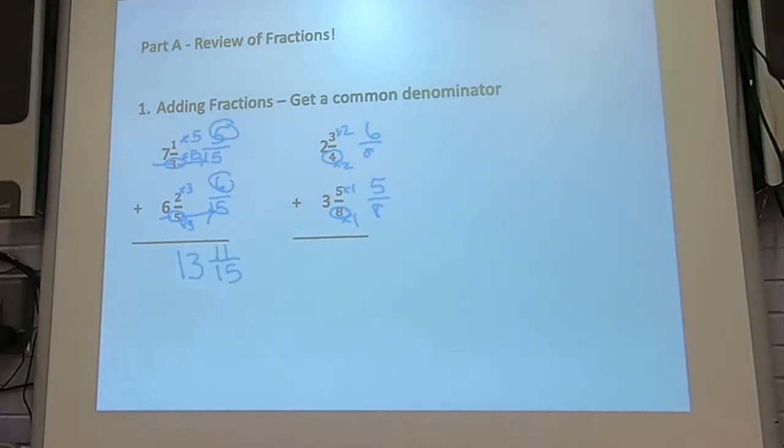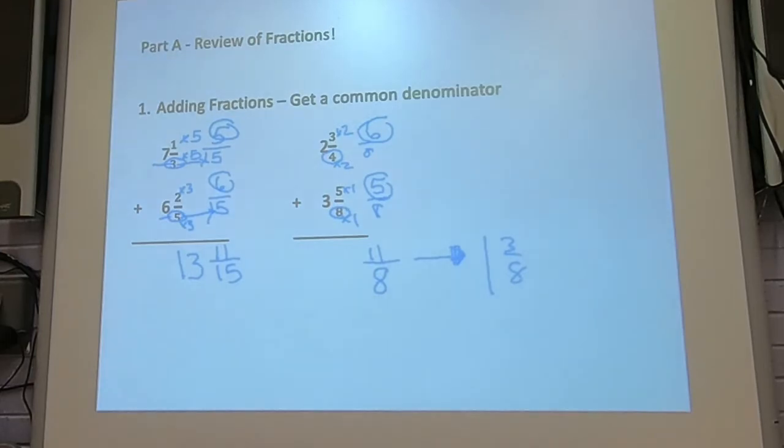Alright, now add the numerators only. So I'm going to add 6 plus 5. And again, I'm going to get 11, but this time my denominator is 8. That is an improper fraction. When the top is bigger than the bottom, it's improper, so you have to fix it. The way you fix it is divide. So you say how many times can 8 go into 11? It goes 1 time. And how many are left over? 3.